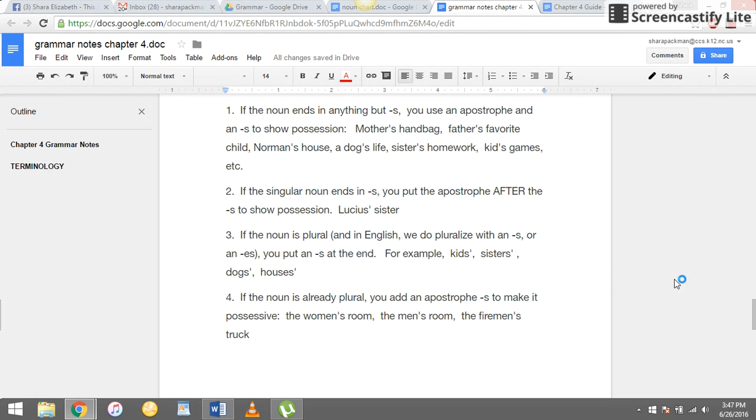If the noun is already plural, you add an apostrophe S to make it possessive. The women's room. The men's room. The word men is plural, right? So you add apostrophe S to make it possessive. The fireman's truck, and so on. Please use your apostrophes correctly or you will get things marked wrong. And it's just a good life skill to learn how to use an apostrophe so that when you're writing something, like you have to write essays, an essay on the SAT, an essay on the ACT, papers for your English classes, you look like you know what you're doing. So you're welcome for me teaching you how to use an apostrophe.